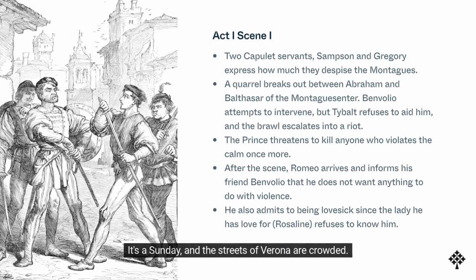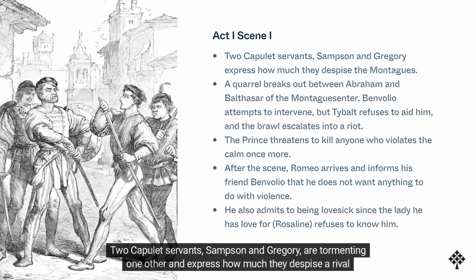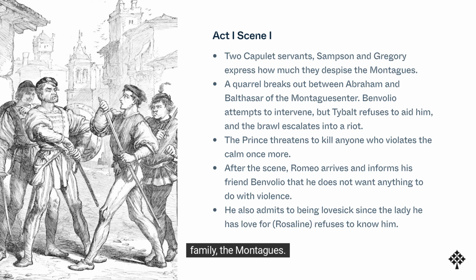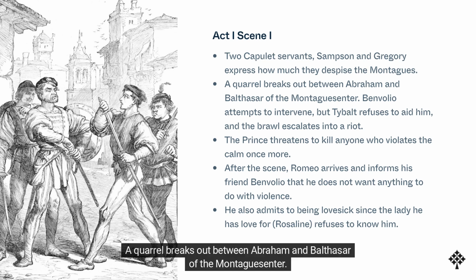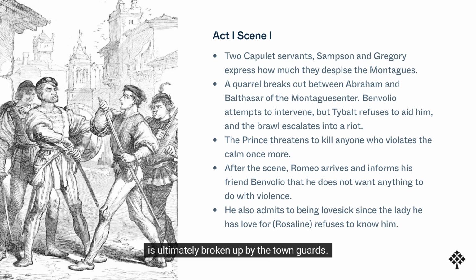It's a Sunday, and the streets of Verona are crowded. Two Capulet servants, Samson and Gregory, are tormenting one another and express how much they despise a rival family, the Montagues. A quarrel breaks out between Abraham and Balthasar of the Montagues. Benvolio attempts to intervene, but Tybalt refuses to aid him, and the brawl escalates into a riot, which is ultimately broken up by the town guards.